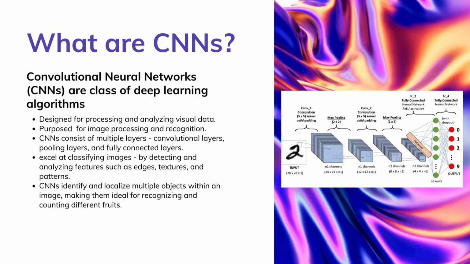Convolutional layers detect and analyze features such as edges, textures, and patterns. Pooling layers reduce the dimensionality of the data, helping to manage computational complexity. Fully connected layers combine the features to classify images. CNNs excel at classifying images by detecting and analyzing their features. They can identify and localize multiple objects within an image, making them ideal for recognizing and counting different fruits.